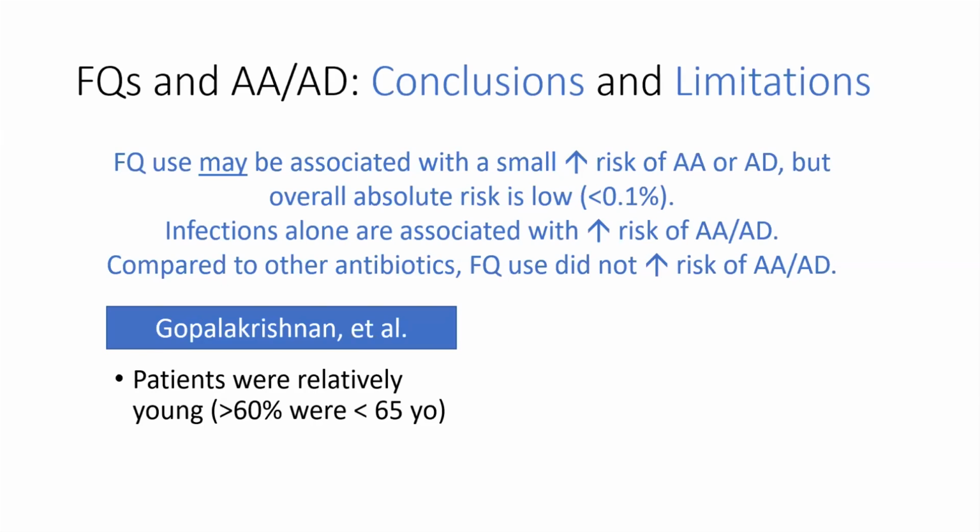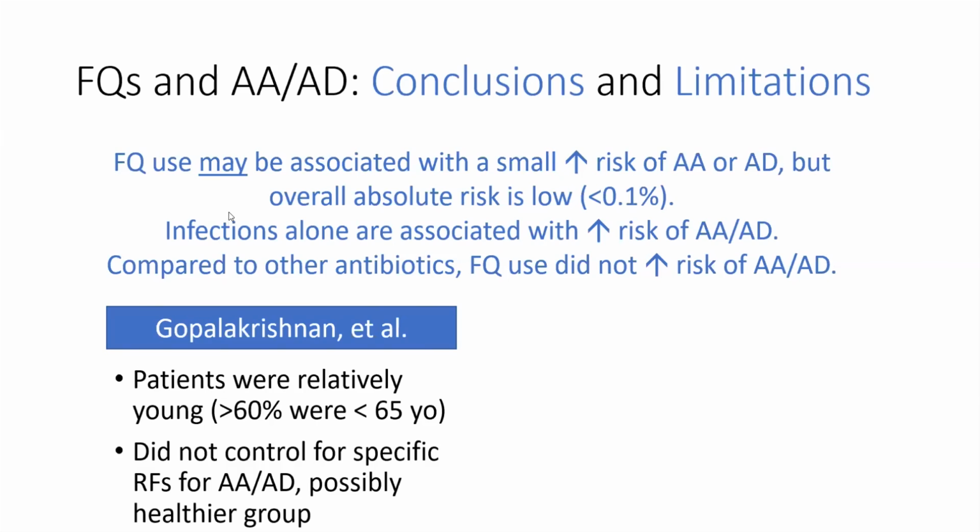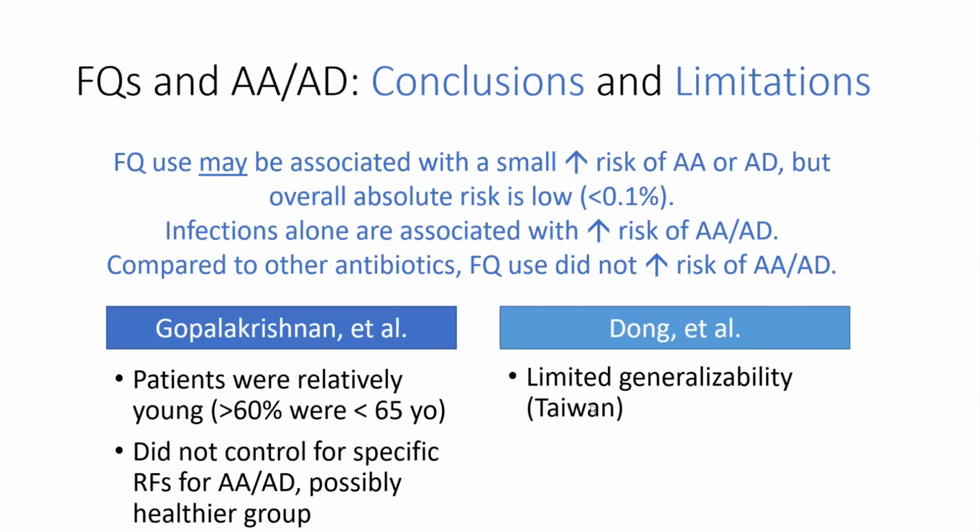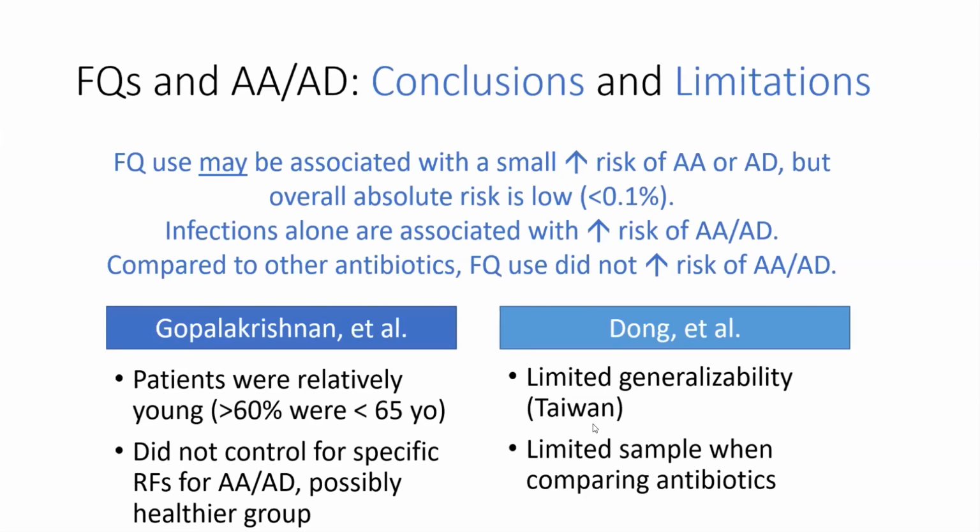There are some notable limitations. In that first study we talked about, patients were relatively young, and they did not specifically control for risk factors for aneurysm or dissection. So it's possible that they were a healthier group. In that second paper we talked about, there's limited generalizability because it was carried out in Taiwan. And there was a pretty limited sample size when comparing different antibiotics. And so this third conclusion we'll have to take with a grain of salt.